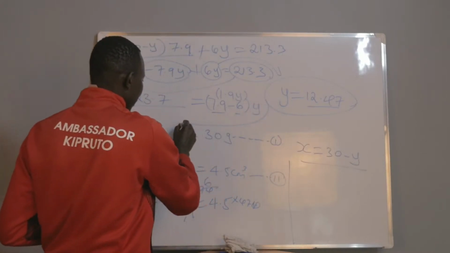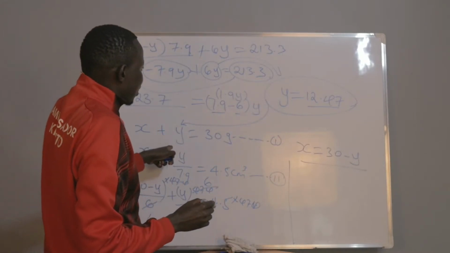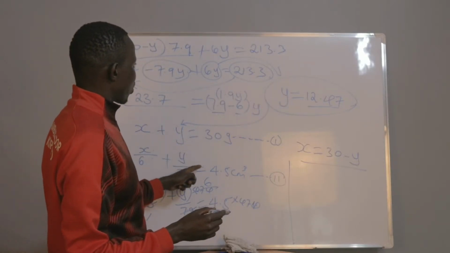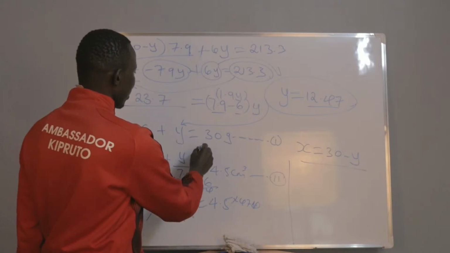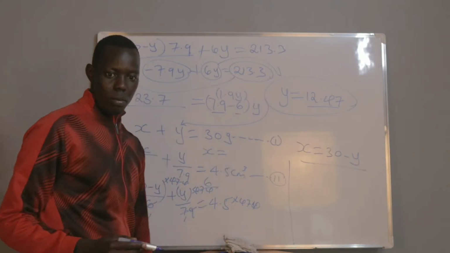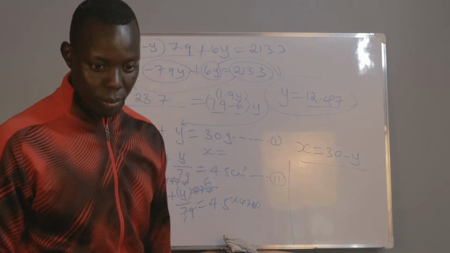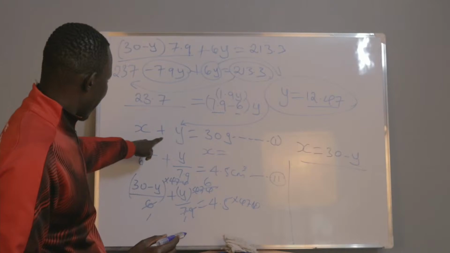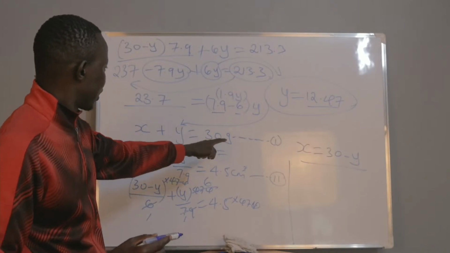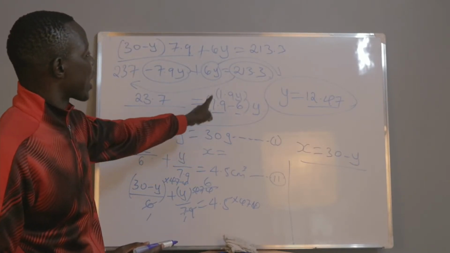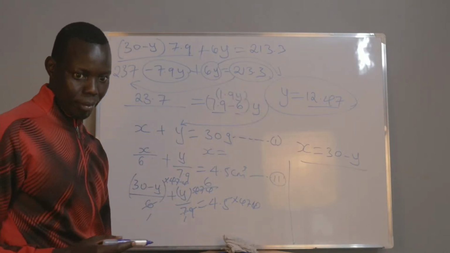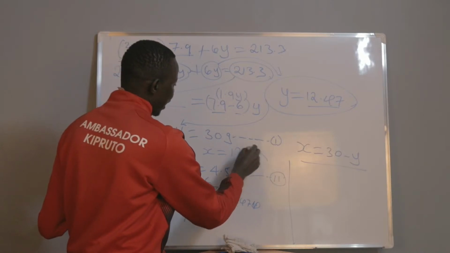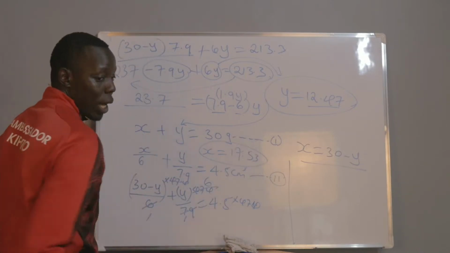Bring it here. Say x plus 12.47 is equal to 30. Now, x is going to be 30 minus 12.47. What do you get? 17.53. That is what we were supposed to be looking for.